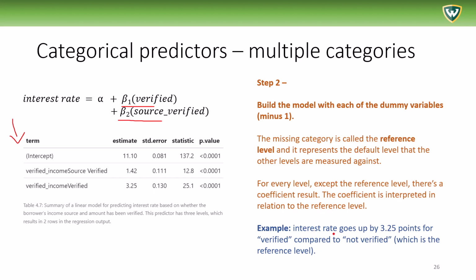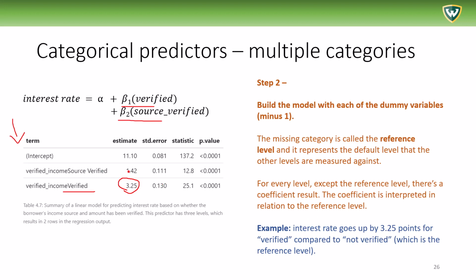So in this example, the interest rate goes up by 3.25 points for those people who are verified compared to not verified. On average, in general, assuming everything else equal, the interest rate for those people who are verified goes up 3.25 points compared to if they're not verified. How do you know it's up and not down? Because there's no minus sign. If it were negative, it would go down.